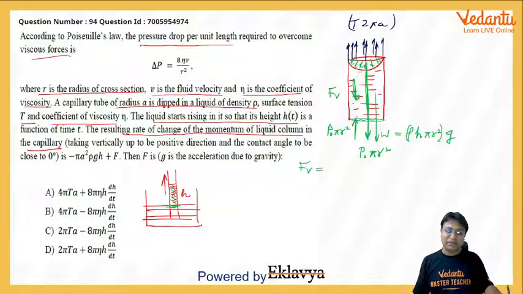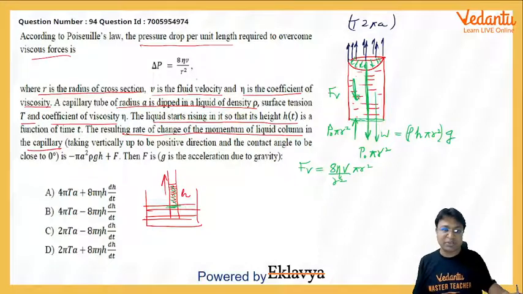To write Fv, we use the given formula, so we write it as 8 into eta into V, where V is y dot or dh by dt, divided by r square. This is the pressure drop per unit length, so we multiply it with pi r square to get force per unit length. The length of the liquid column is h, so now this becomes force.